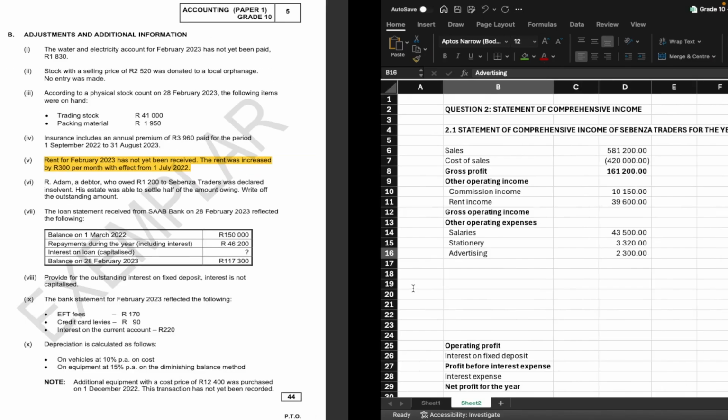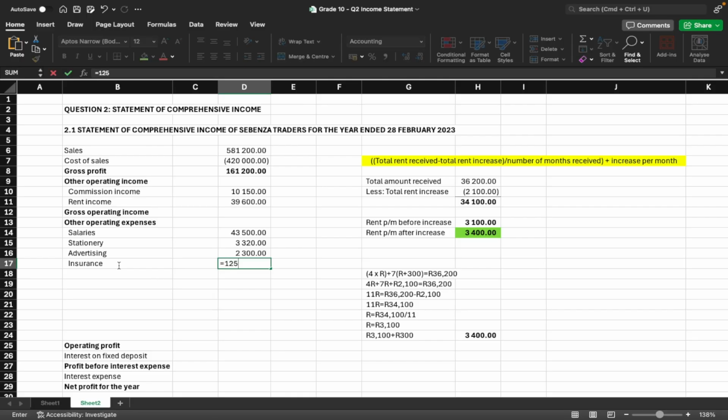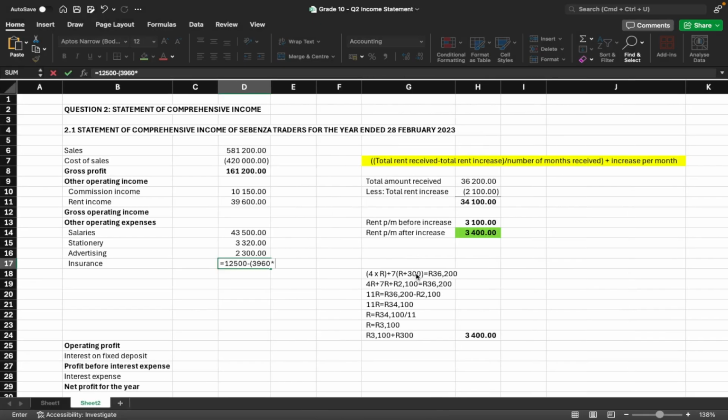So let's do just that. I'm going to write here insurance, and I'm going to take my 12,500 Rand minus, and I open my bracket here, so I'm just showing my workings. The amount is 3,960 Rand times 6 divided by 12. Remember, it's only for the 6 months that fall outside my financial period, so I want to remove that. That's why it's a minus here. And then I will get my answer, 10,520 Rand.